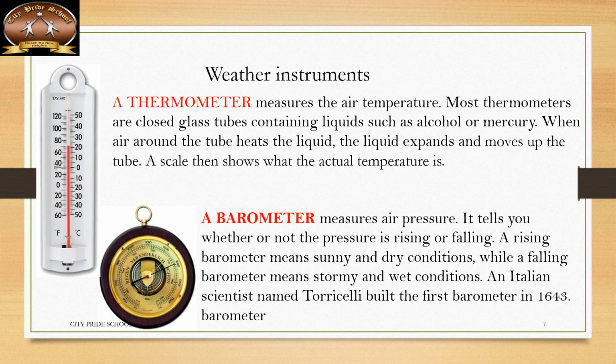The other instrument used is for air pressure: the barometer. A barometer measures the air pressure. When we stand on the earth, we are actually under pressure. There is air pressure on us, and this pressure is measured with the help of a barometer, whether it is rising or falling, depending upon the conditions. An Italian scientist named Torricelli built the first barometer in 1643.